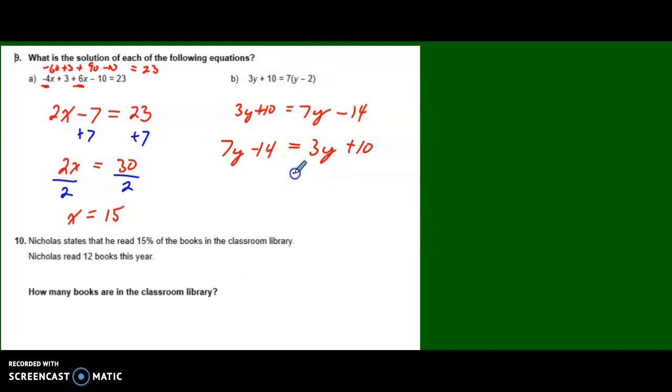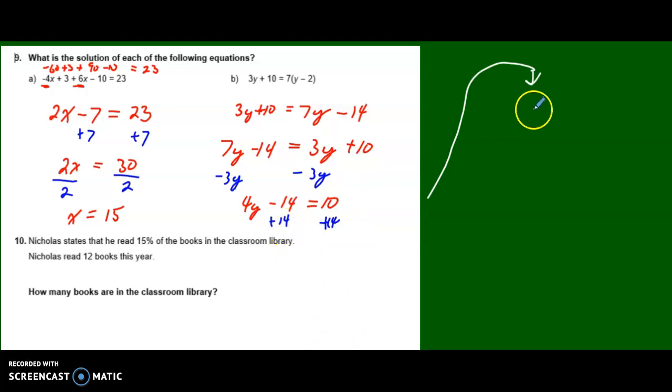And now what do I do? Take away 3y here, take away 3y here, and I'm left with 4y minus 14 equals 10. We're back to the same type of situation. So I'm going to add 14 here. Add 14 to both sides. And I get 4y equals 24. So now I'm going to divide both sides by 4.